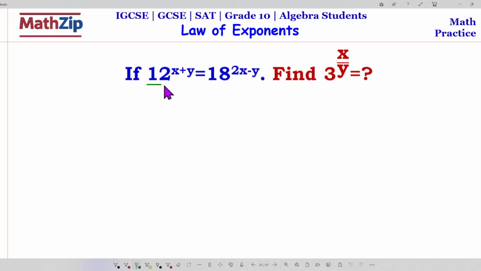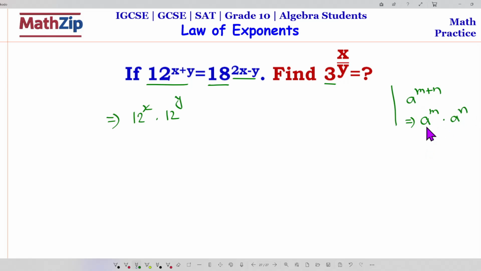If 12 to the power x+y equals 18 to the power 2x−y, we will find 3 to the power x by y. In this case, first we can write 12 to the power x times 12 to the power y. How? Because we know a to the power m+n is a to the power m times a to the power n, because once the bases are the same, in a product the powers add.